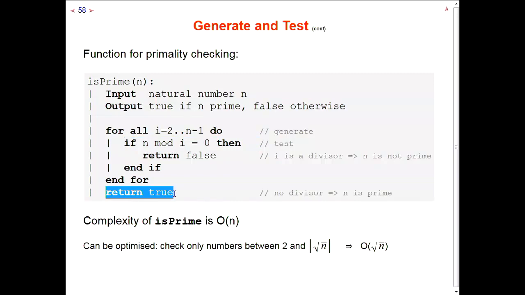If we look at the complexity of this algorithm, it is clear that this is linear. The larger the number, the longer it will take to test all these candidates. As I've said, and as you probably know, this can be optimized. You don't have to check all the numbers between 2 and n minus 1. You can stop a little earlier and just take the square root of n. It looks a bit funny here, but this should be the square root of n. And then the complexity of the algorithm would actually be O of square root of n, and not O(n).